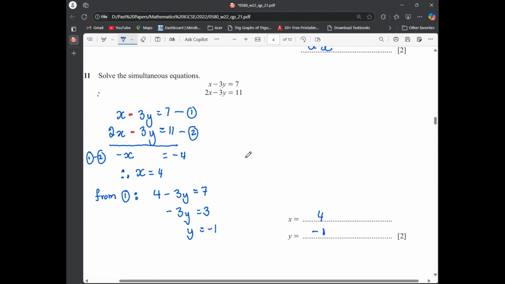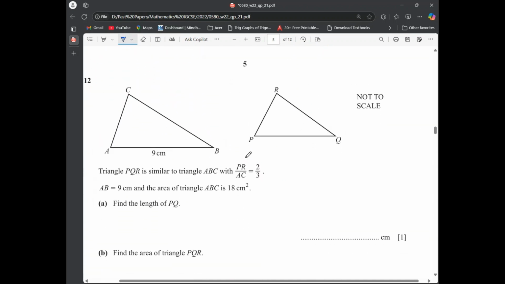Question 11. I beg your pardon, question 12. We've just done question 11 now. Right. Question 12. Triangle PQR is similar to triangle ABC with PR divided by AC being 2 over 3. AB equals 9 centimeters, that is given there. And the area of triangle ABC is 18 centimeters squared, I beg your pardon. Find the length of PQ.